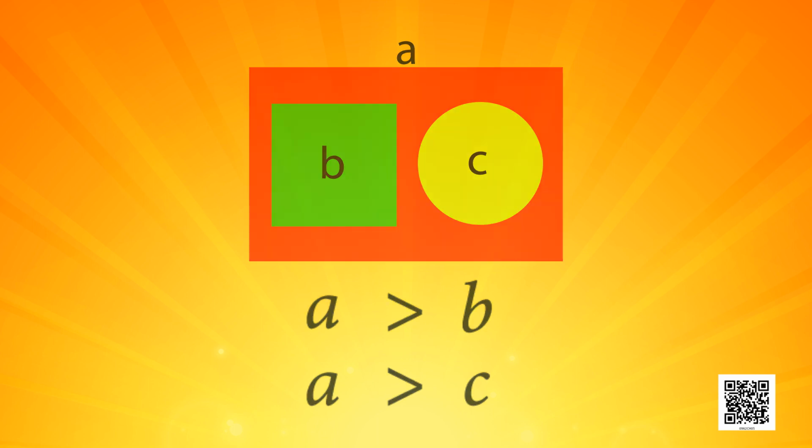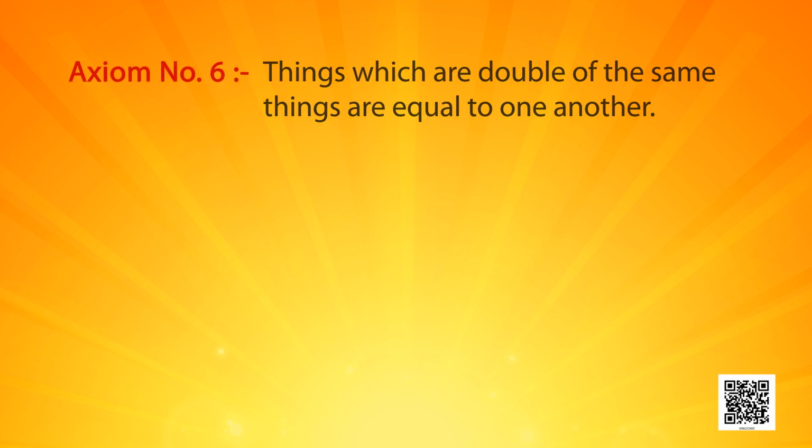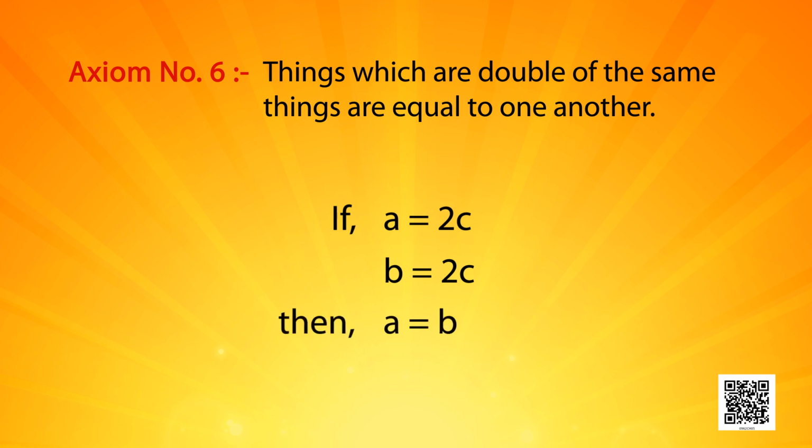Students, now let's see Euclid's sixth axiom. Things which are double of the same things are equal to one another. Like if A equals 2C and B equals 2C, then A equals B. See, A and B both are equal to twice of C. So, A will be equal to B.